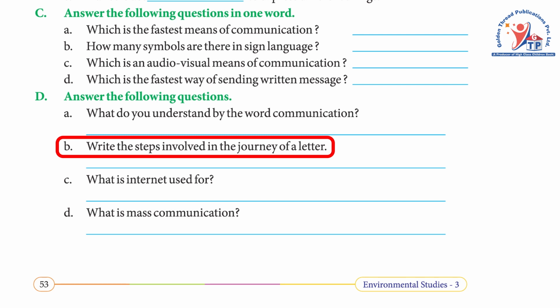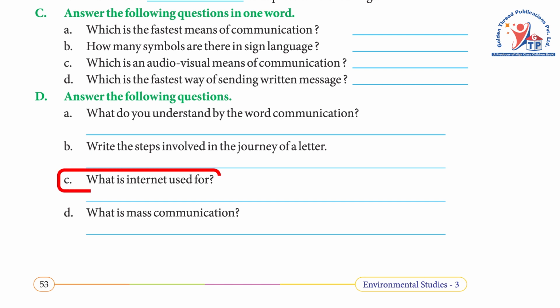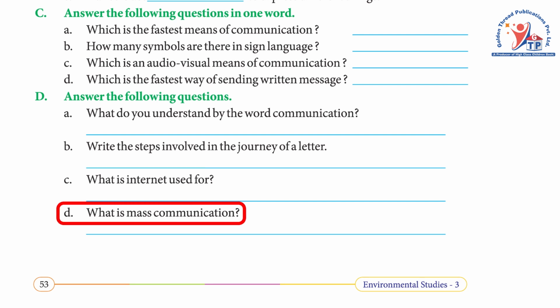7. Letters are again sorted in the city post office according to the areas. They are sent to the different area post offices in the city by a mail van. 8. The postman delivers the letter to the address mentioned. C. What is internet used for? Answer: Internet is used for emails. D. What is mass communication? Mass communication is the way of communicating to a large number of people at the same time.